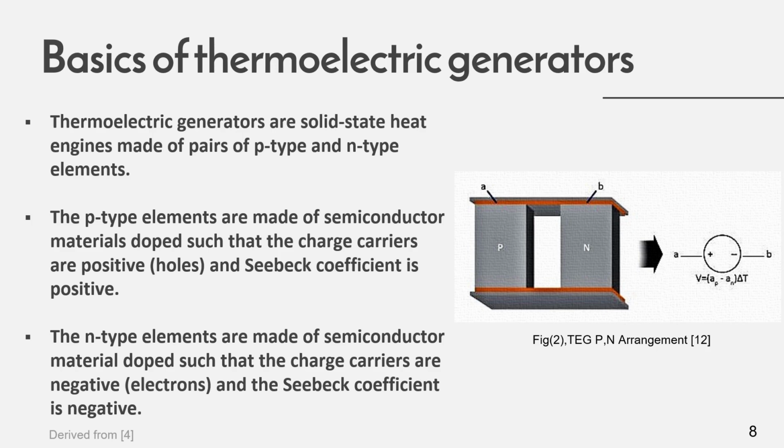The p-type elements are made of semiconductor materials doped such that the carrier charges are positive and the Seebeck coefficient is positive. The n-type elements are made of semiconductor materials doped such that the carrier charges are negative, that is electrons, and the Seebeck coefficient becomes negative. So the overall Seebeck coefficient of the system adds up, and we will get a higher voltage.